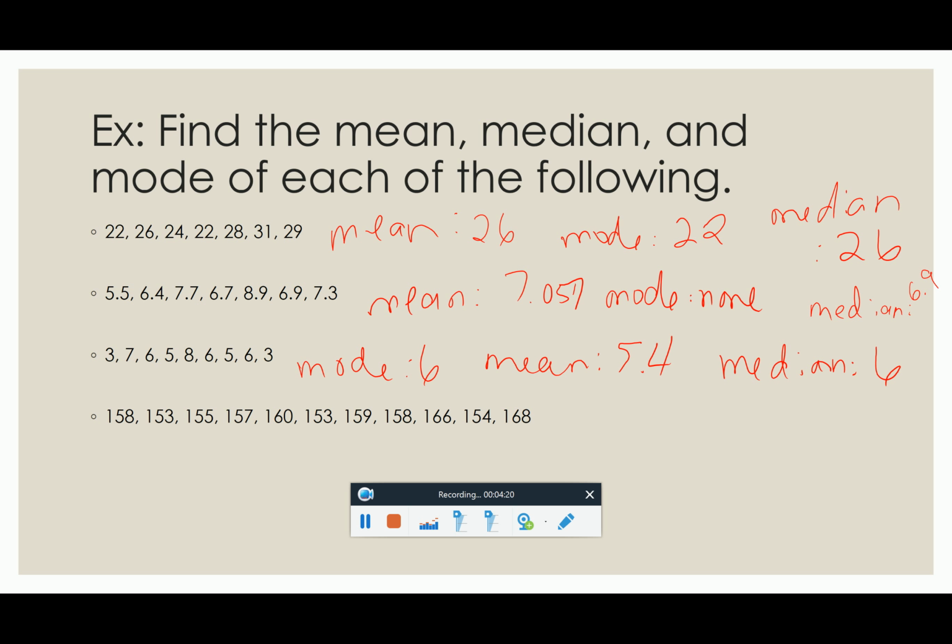And then the last one, the average or the mean is 158.27. The mode, there's 2 of them. There's 158 and there's 153. And then the last one, the median is 158.